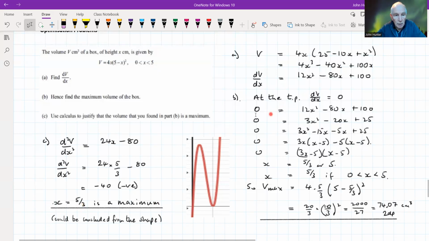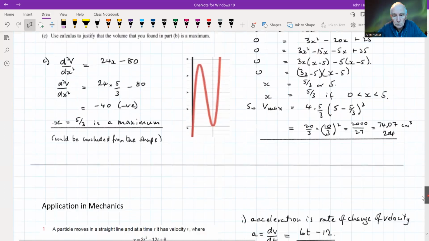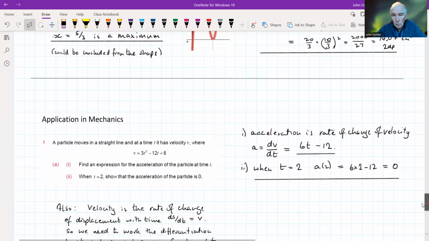Okay, so that is that. So that is a problem of optimization, and these come all over the place. More typically going to see this sort of thing at A level, but useful to know.